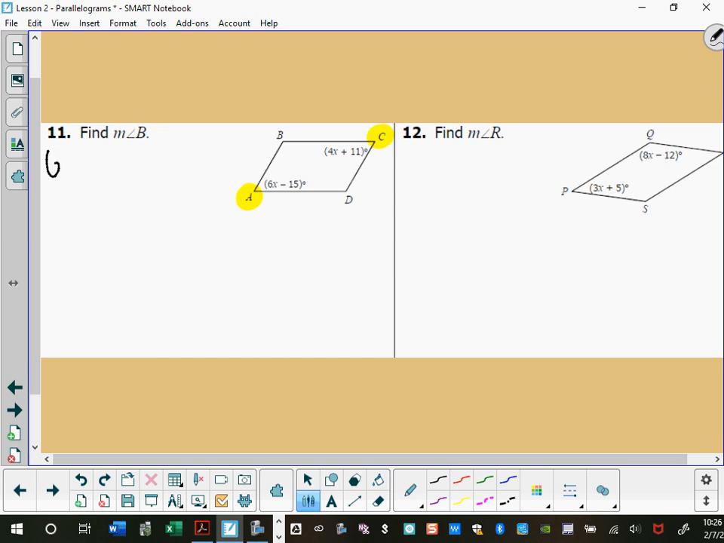So, 6x minus 15 is equal to 4x plus 1. What do you get for x? You should get 13. That is not my answer because they're asking for angle measure B. All right, so first, in order for us to find B, I need to figure out what angle A is. Let's plug that in. What is 6 times 13 minus 15?